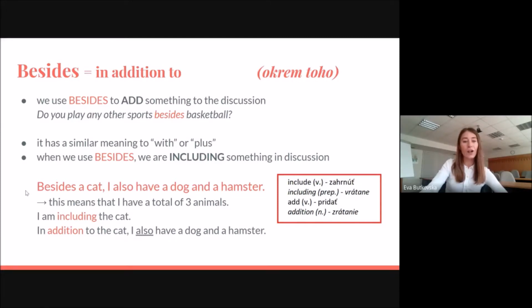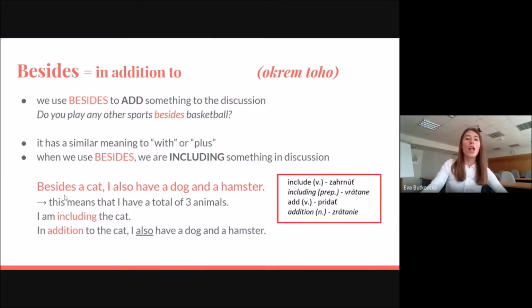Besides a cat, I also have a dog and a hamster. So what the sentence is really saying is that I have a total of 3 animals. I am including the cat with the rest of my animals. Or I can say, in addition to the cat, I also have a dog and a hamster. This has the same meaning as the example, but you would hear native speakers use besides.